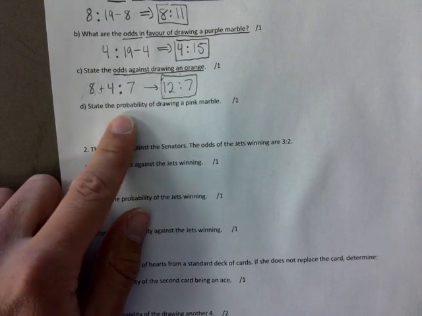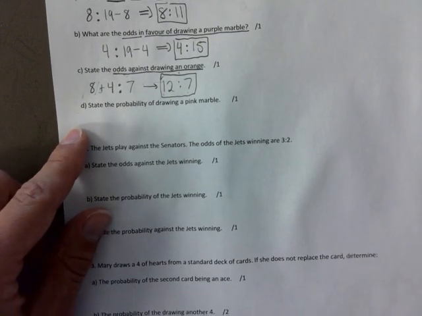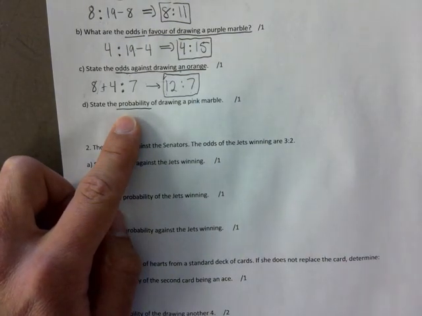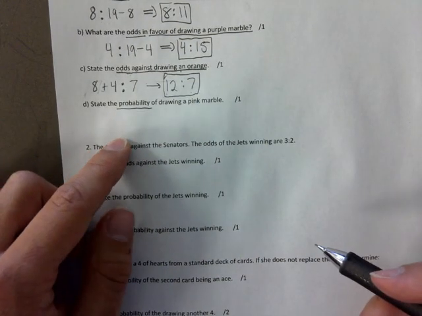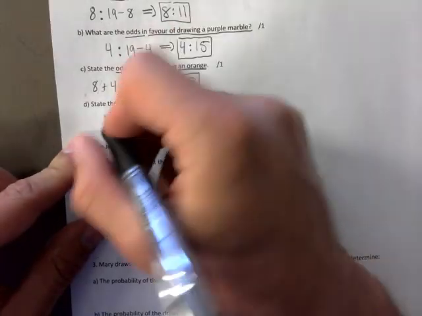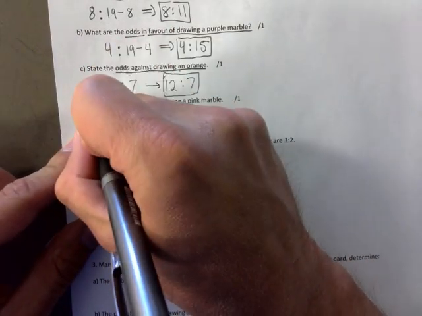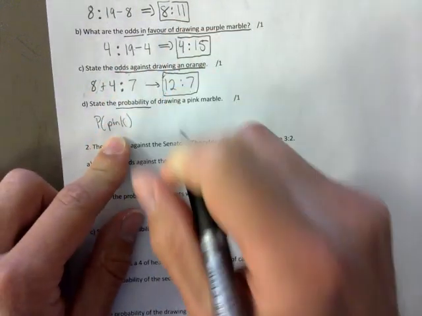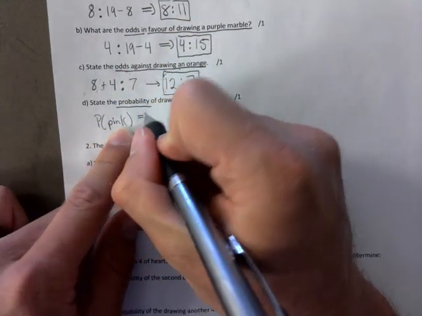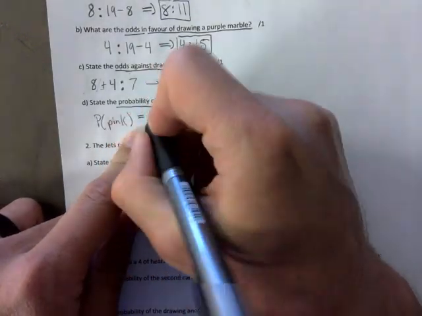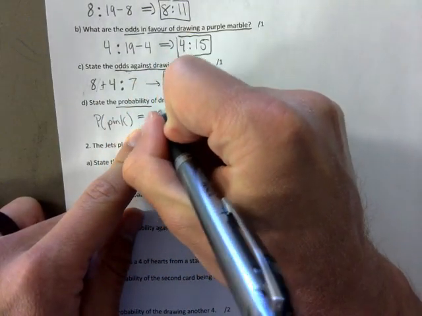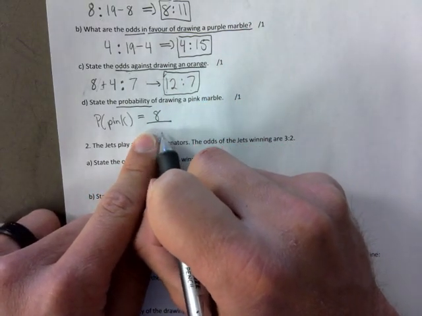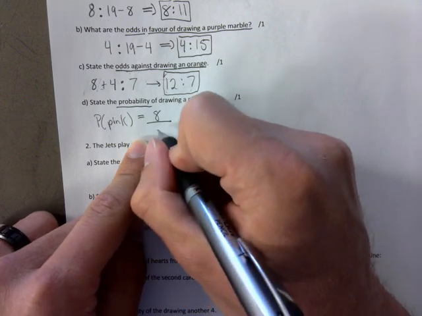And then part D asks, what is the probability of drawing a pink marble? So now we're asked, what is the probability of drawing a pink marble? You didn't have to write this, but just complete the notation. We want the probability of pink. Well, how many pink marbles are there? There are 8. And then it's over the total number of marbles that we were choosing from. So this would be 19.